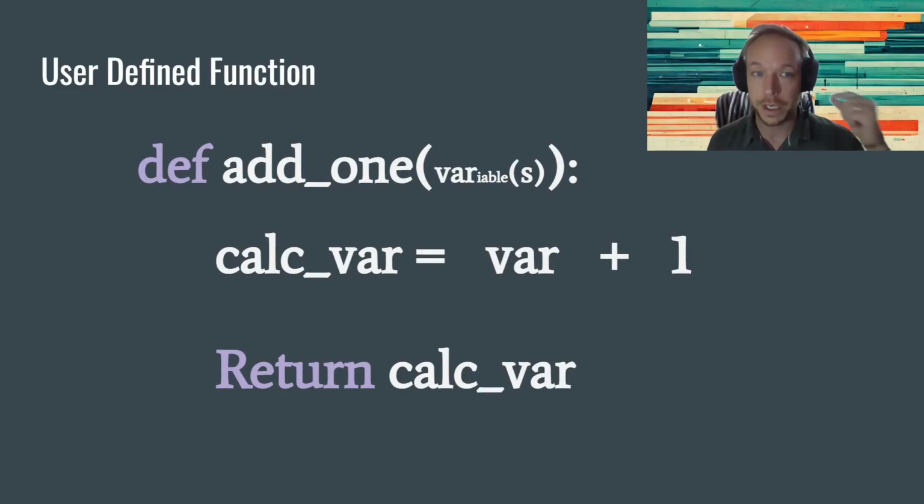The syntax for writing a function in Python is very similar to the syntax that we have for a for loop or an if statement. So instead of going if or for, we're going to go def, defining a function. So def, we're going to name our function. I'm calling it add_one. And then we're going to pass this a variable called var.